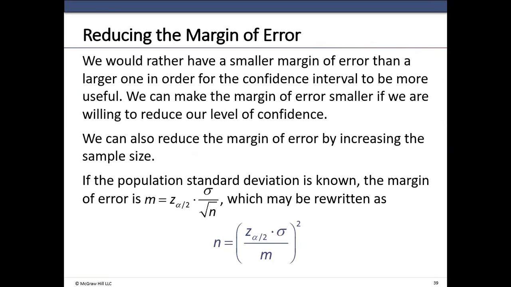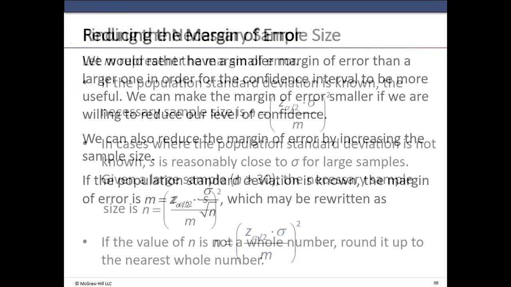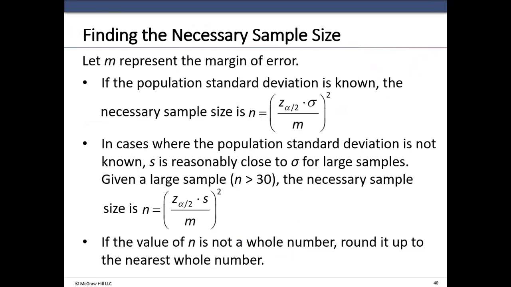If the population standard deviation is known, the margin of error is given by, we went through this one chapter ago, the critical value of Z multiplied by the standard error, which is sigma divided by square root of n. From there, you do the manipulation to find the equation for n. Do not forget in n, the whole quantity inside the parenthesis is squared. Let M represent the margin of error. If the population standard deviation is known, the necessary sample size is given by this formula, which is critical value of Z multiplied by sigma divided by margin of error, whole quantity squared.